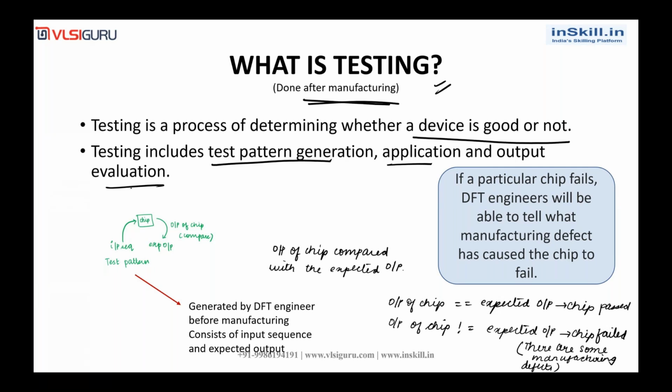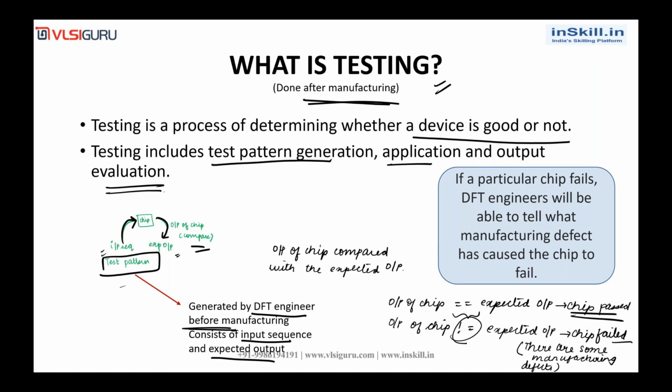Basically, these test patterns will be generated by the DFT engineers before manufacturing. These test patterns consist of input sequence and expected output. These test patterns will be applied onto the chip, and then the output of the chip will be compared with the expected output. If the output of the chip is equal to the expected output, it means that the chip has passed. If the output of the chip is not equal to the expected output, it means that the chip has failed. It means that there are some manufacturing defects in the chip.